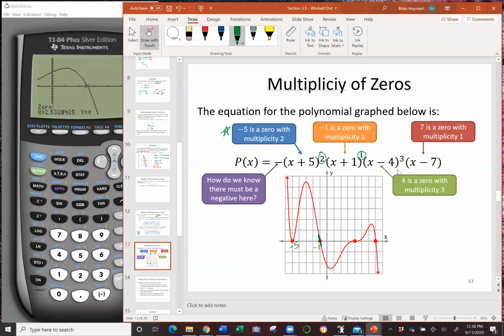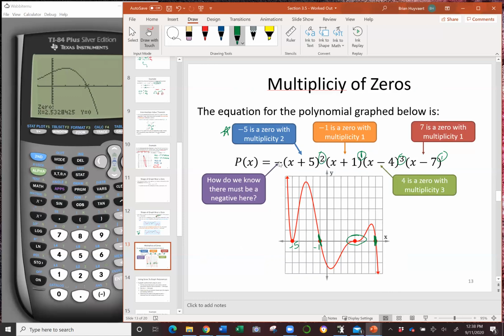x minus 4, okay, so this means we have a 0 at 4. That's got multiplicity 3. So we should also go through the axis, but we're going to round things out just a little bit as we go through. So we're not just going to race through like we did at negative 1, but we're going to smooth out a little bit, almost like we slow down and take a little break. And then x minus 7, we've got a 0 at 7. In this case, again, we have just multiplicity 1. So we're going to zoom right through the axis there.